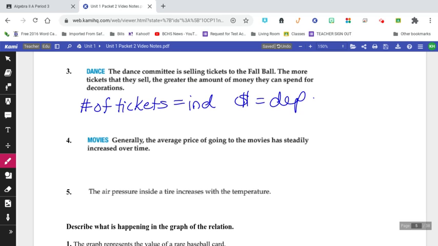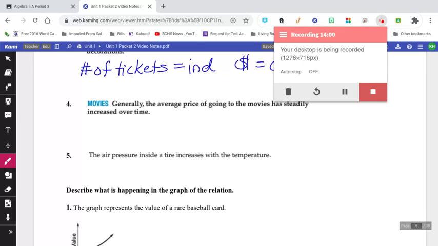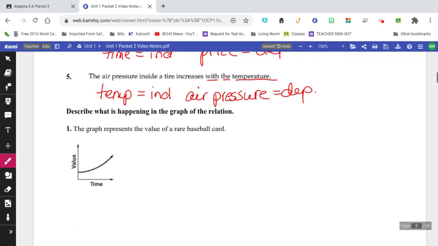Okay. I'm going to pause for the next two. You should try them on your own. And then if you have any questions, we can always go over that in class. Okay, so here are 4 and 5.